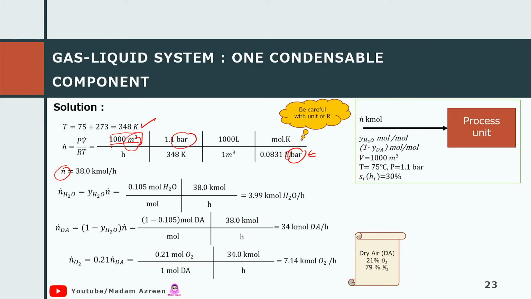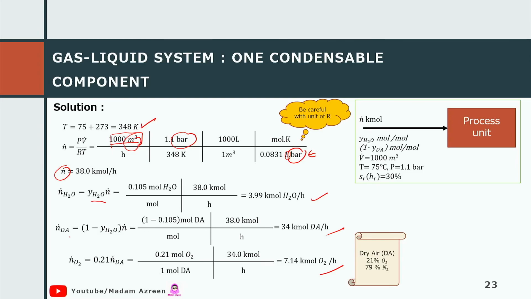Kemudian kita nak cari mass flow rate of water, mass flow rate of dry air and then mass flow rate of oxygen. Lepas kita dapat nilai N, kita darab je lah. Y darab dengan N dapatlah untuk water sahaja, and then untuk dry air sahaja, dan dia nak untuk oksigen.